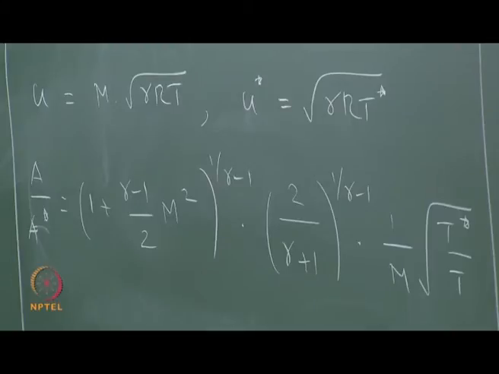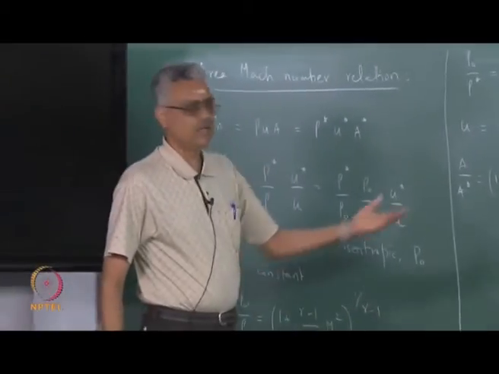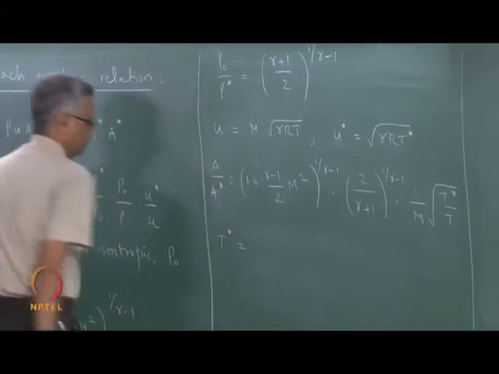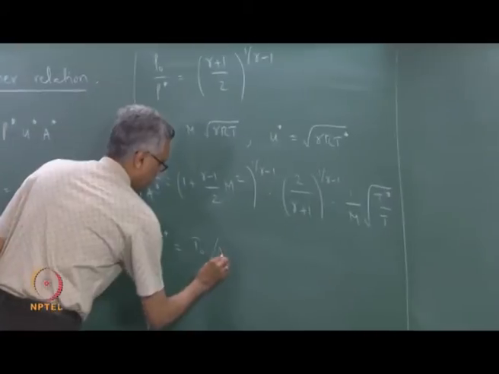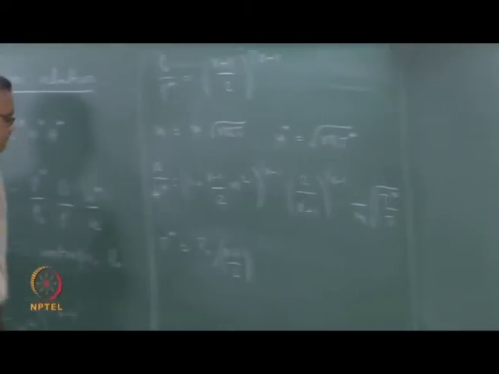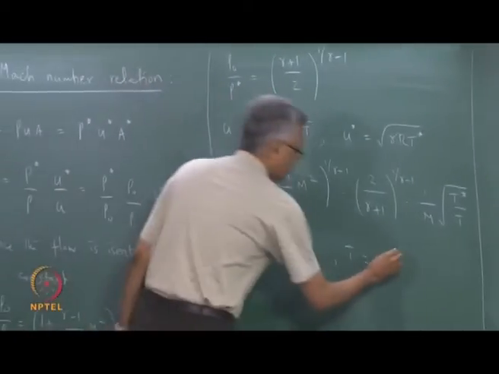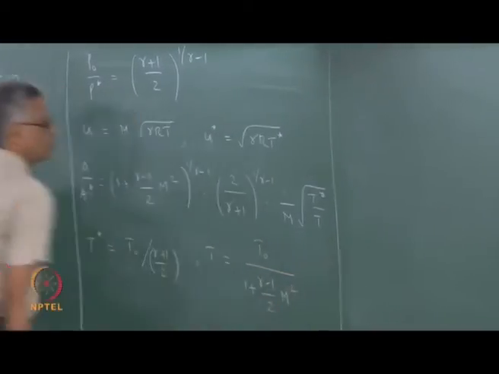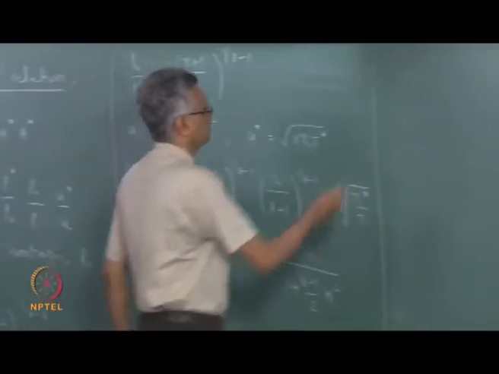So we are making progress. The only term that is left is this T star over T, but I can write T star and T in terms of T naught and finally do what I have always been wanting to do. If you remember, T star is equal to T naught divided by gamma plus 1 over 2, and T is equal to T naught divided by 1 plus gamma minus 1 over 2 times M squared. So substitute everything into this, and you end up with an expression that looks like this.